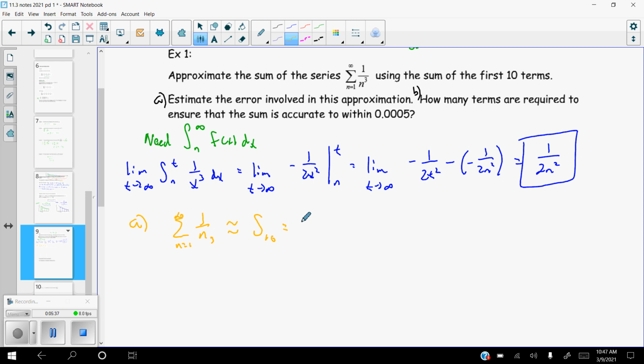So that would be, let's see, plugging in a 1, you'd get 1 over 1 cubed. Plugging in a 2, you'd get 1 over 2 cubed. Plugging in a 3, 1 over 3 cubed.